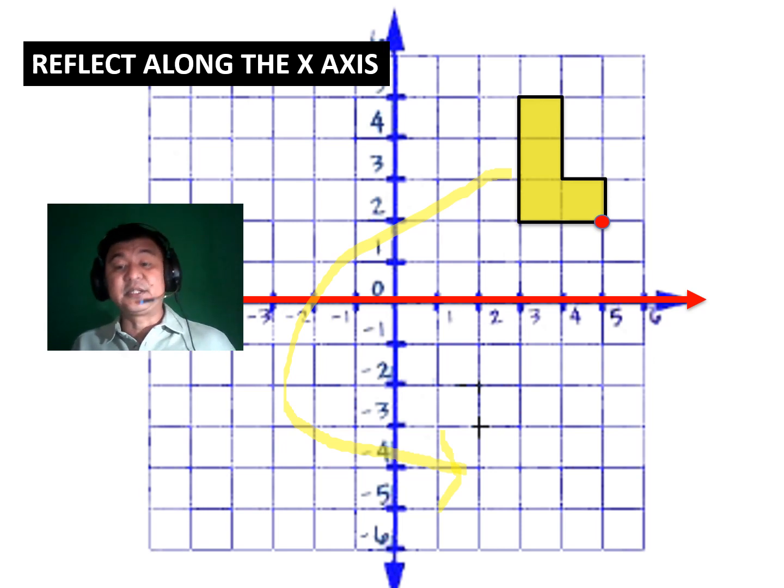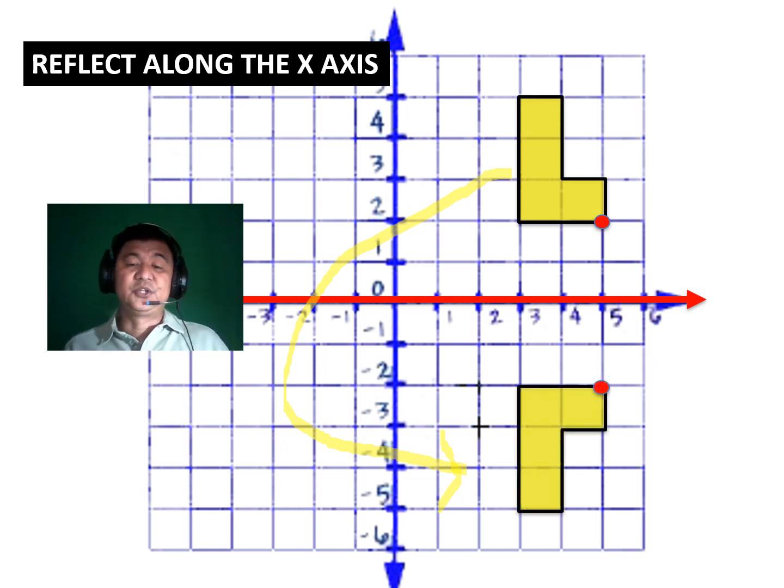So that means this pre-image will be flipping along that line. Imagine that that is a mirror. What will be the image on the other side? So it's going to be like that. Do you agree? Right. There's a flipping, and this is what happened.